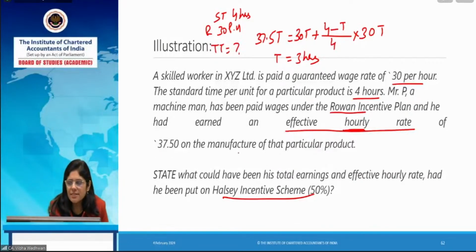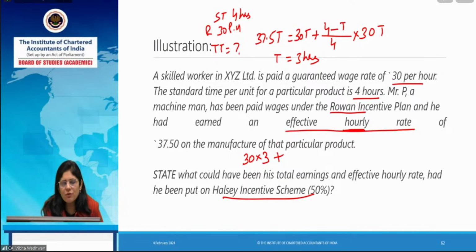Okay. So under Halsey, how do we calculate the total earnings? 30 wage rate into time taken, which is now 3 hours. That we know. Plus now the bonus. How much is time allowed? 4 hours and time taken is 3 hours. So time saved is 1 hour. But you take 50% of time saved. That means 0.50, half an hour, into the rate per hour, which is 30. So this is the total earnings under Halsey. Clear? Just cross check the answer. 90 plus 15. So 105 should be the total earnings under Halsey.